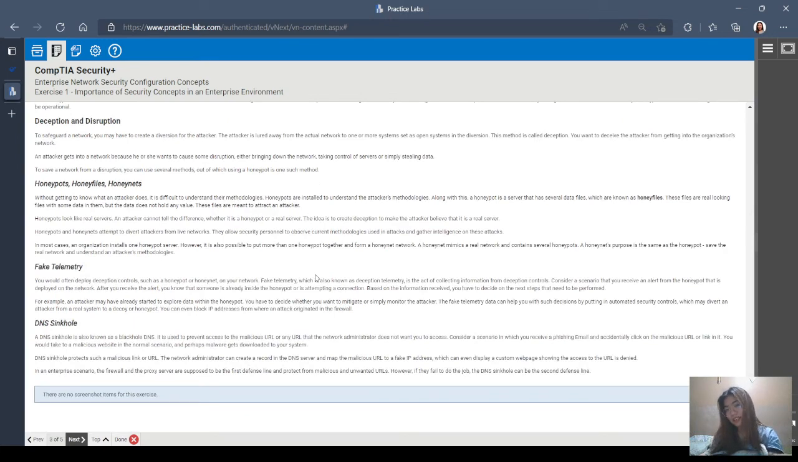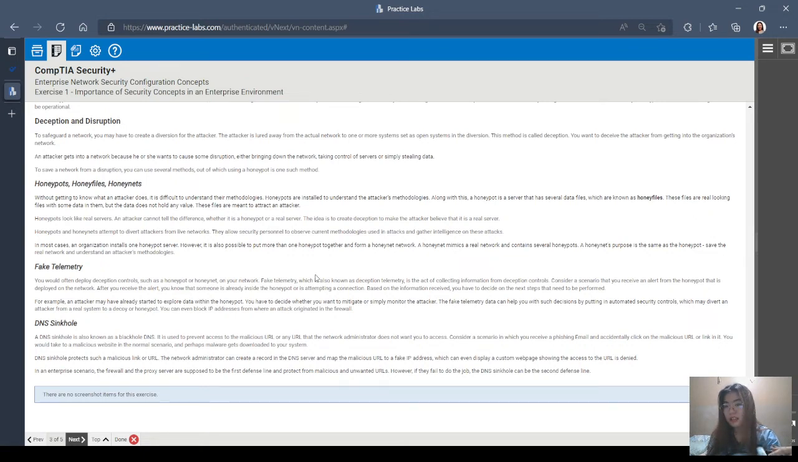Deception and disruption. To safeguard a network, you may have to create a diversion for the attacker. The attacker is lured away from the actual network to one or more systems set up as open systems. In the diversion, this method is called deception. You want to deceive the attacker from getting into an organization's network.